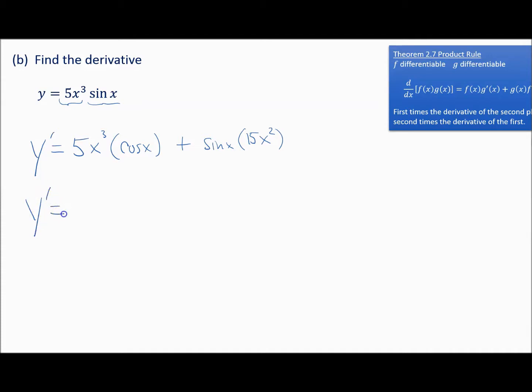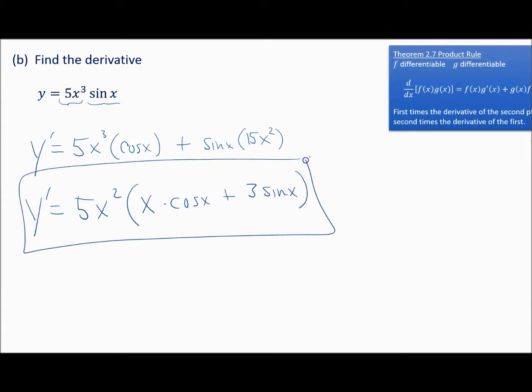So y prime equals... notice both terms have a 5 as a common factor and an x squared. So I'm going to pull out a 5x squared times, okay? Now if I pull out a 5x squared, that leaves me with x times the cosine of x for my first term plus, and then notice there's a 3 left down here. It's better written in front of the trig function, so 3 times the sine of x next. And this is what I would consider completely simplified.